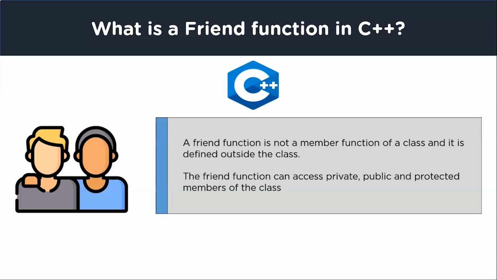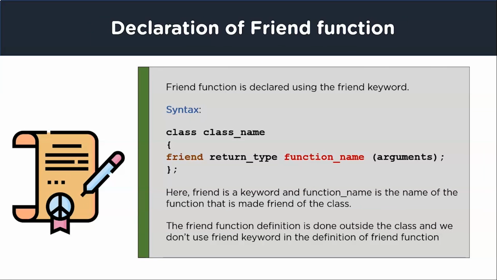Now let's move to declaration of friend function. The declaration of friend function must be done inside the class. The friend function is declared using the friend keyword, then the return type, then the name of the function that is made a friend of the class. Its definition is done outside the class, and we don't use the friend keyword while defining it. But while declaring it inside the class, we use the friend keyword.